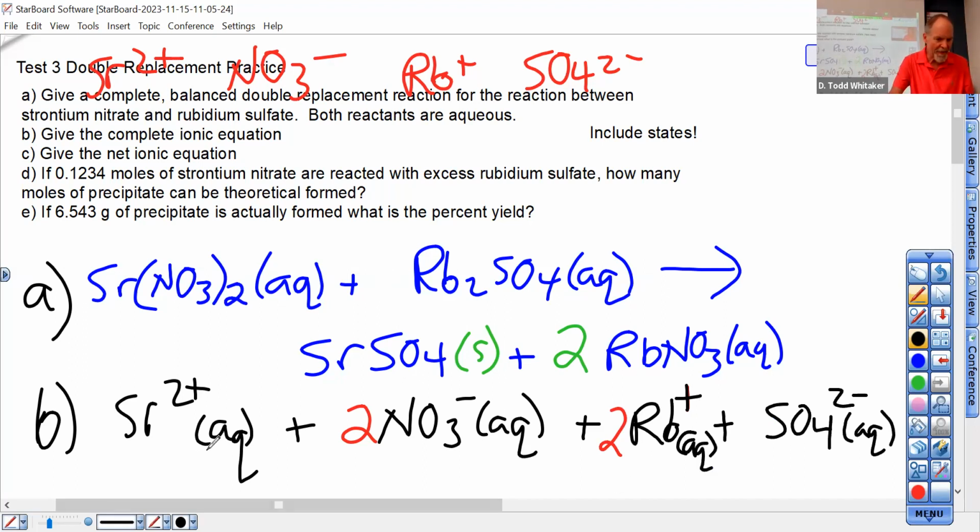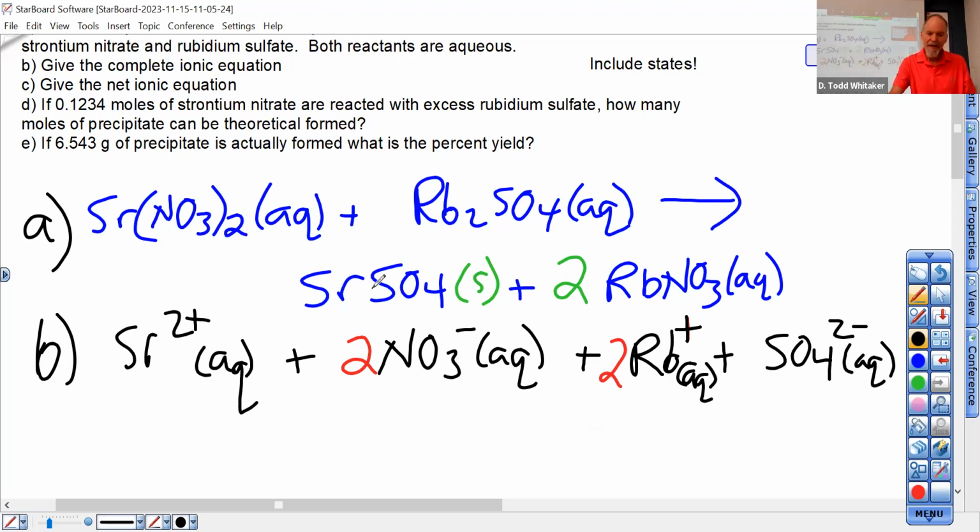So basically, this is a more realistic representation of the reactants. Break it up to the ions. It tells you how many nitrates. It tells you how many strontiums. It tells you how many rubidiums. 2. How many sulfates? 1. Now, a precipitate is not dissolved; a precipitate is a precipitate. You write it as a precipitate. It's not ionic anymore. So you write SrSO4. I need a reaction arrow.